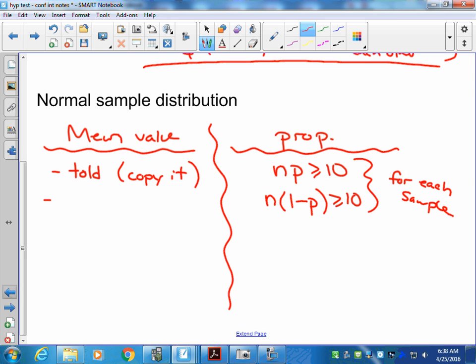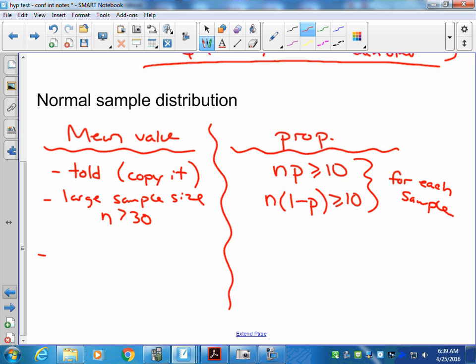Okay, the next best thing is large sample size, and that is n greater than 30. If our sample size is greater than 30, then we know based on this large sample size that we have a normal sampling distribution.